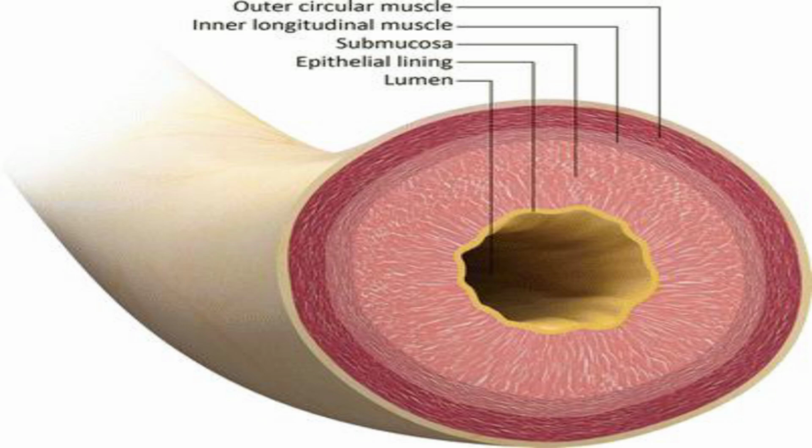As this picture is showing the outer circular muscle layer, then the inner longitudinal muscle layer, then there is submucosa, then there is epithelial lining, and then there is the lumen of the female urethra.